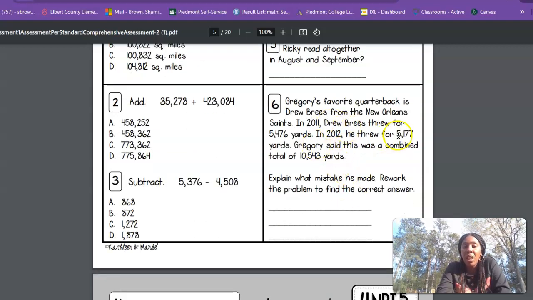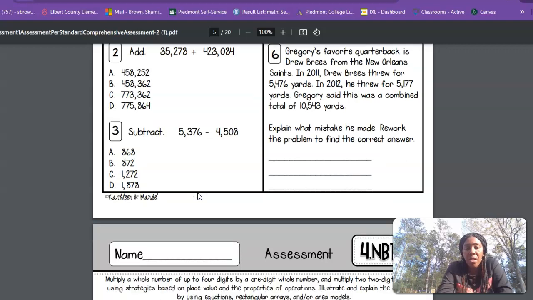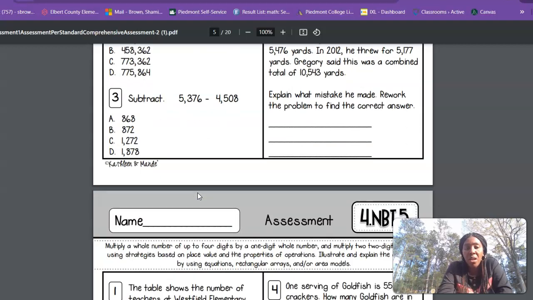So this is what he said the total was for the amount of yards that he threw in 2011 and 2012, but he made a mistake. So you're going to tell what his mistake was after you rework the problem to find the correct answer. So you can do your work right here, if you can fit it in this little area right here, that'll be great. If not, then you can use another sheet of paper. And that is it for Thursday.